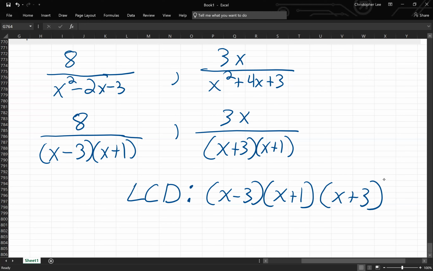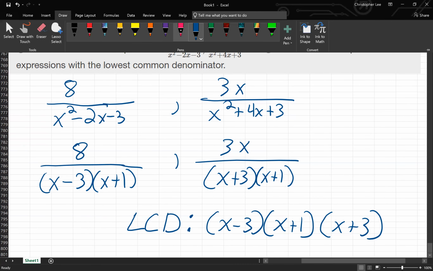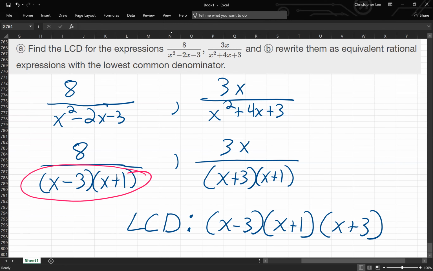That's it. That's the LCD. That's simple. All right, so look, what I do is I take one of them. I just happen to choose this one because that's the first one, no particular reason. And I write that down here for the LCD.